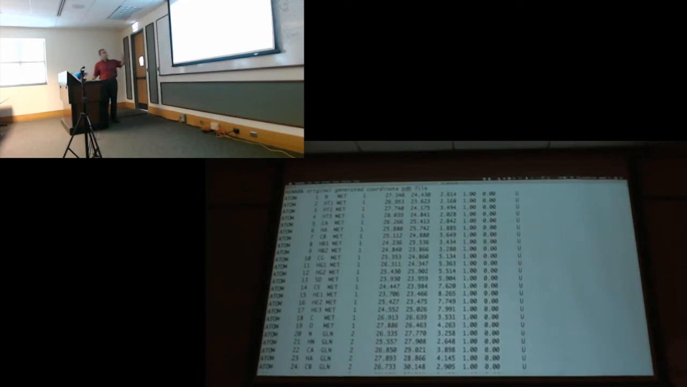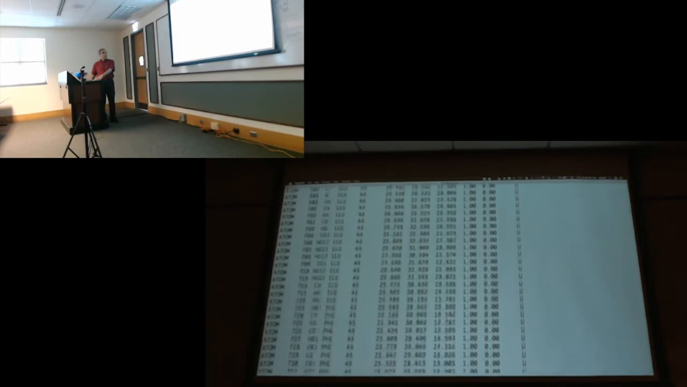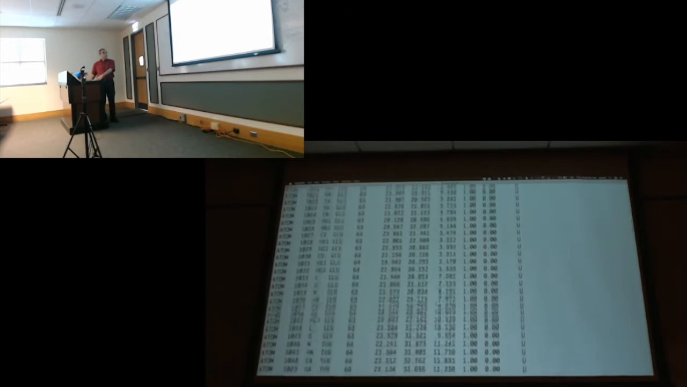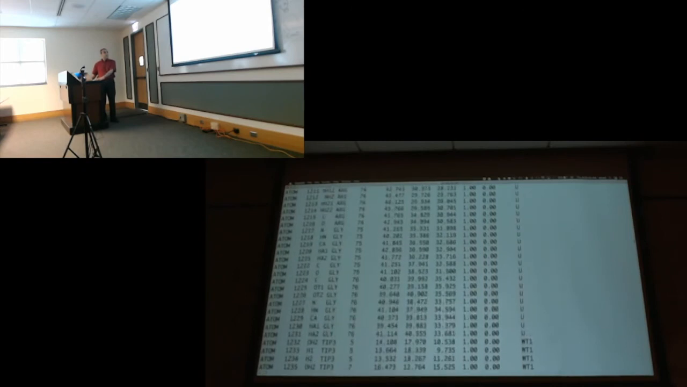This is actually the system that we have in our tutorial. Ubiquitin in a water box. U is used as a segment name, then XYZ coordinates, residue 1, residue 2, etc. Nothing special here. And then after the protein, at some point you go down, you start defining your water box.